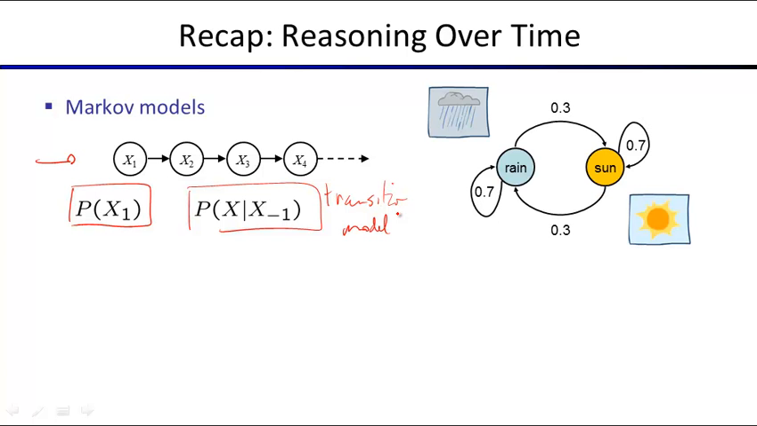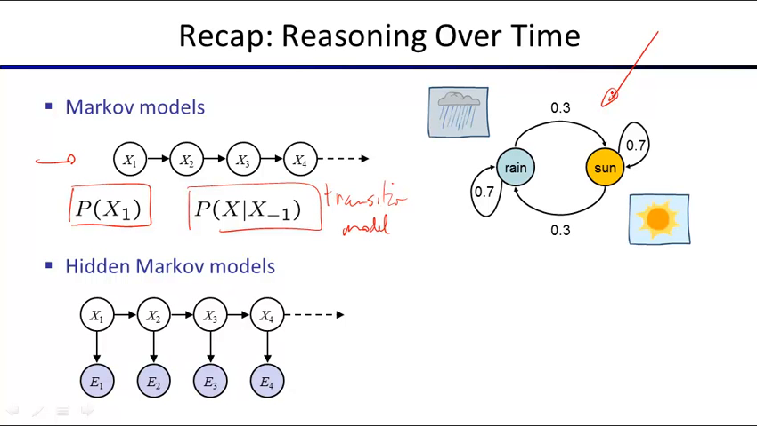You could redraw your transition model, which is just a conditional probability table, into a graph like this, which is sometimes useful to expose the structure of the conditional probability table. We'll start using this when we do speech recognition to expose the structure of the conditional probability tables inside the speech recognition models.